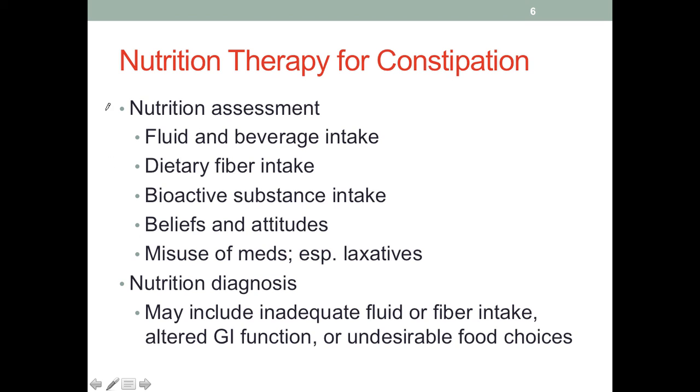The nutrition assessment is the usual. We need to check intakes, especially fluid, beverage, and dietary fiber intake. So all of these add volume and affect the moisture of the stool, and this could make a difference.